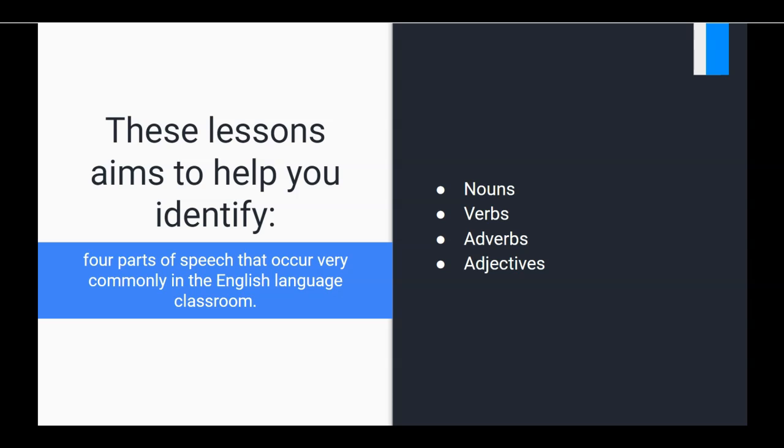But if you're anything like me, when I was starting out as a teacher, while I roughly knew what these were, I wouldn't have been very confident in always identifying them accurately and being able to use this terminology in a way that was helpful to my learners.